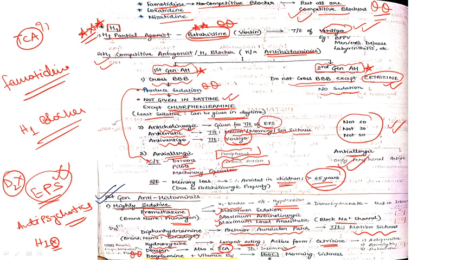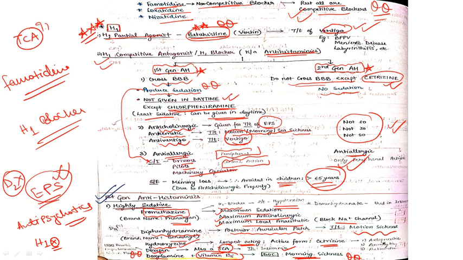Okay, doxylamine is the drug of choice for morning sickness, but it should be given with vitamin B6. So vitamin B6 plus doxylamine will be the drug of choice for morning sickness. Remember this. This is a very important point. Doxylamine plus vitamin B6 is the drug of choice for morning sickness.